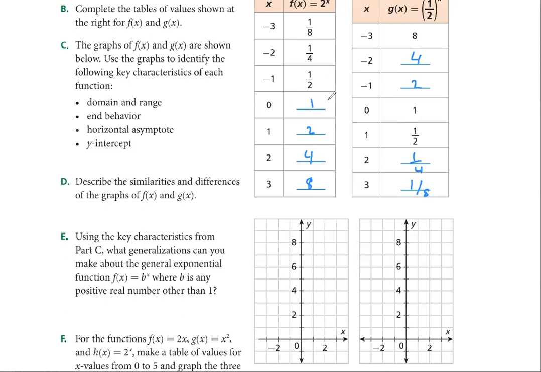So when you plug in 0, you will get y is 1. So this is 1 point. And then 1 comma 2 is right there. 2 comma 4 is right there. 3 comma 8 is right there.